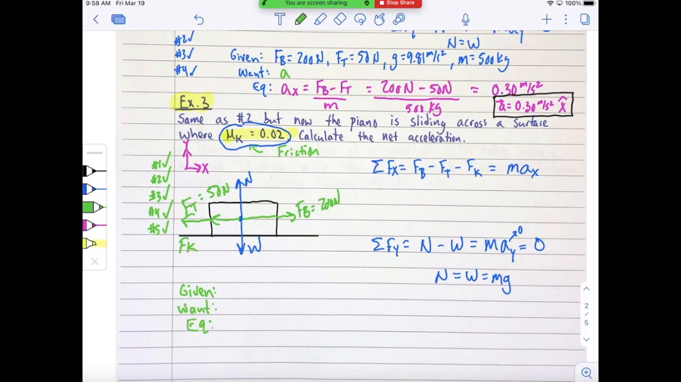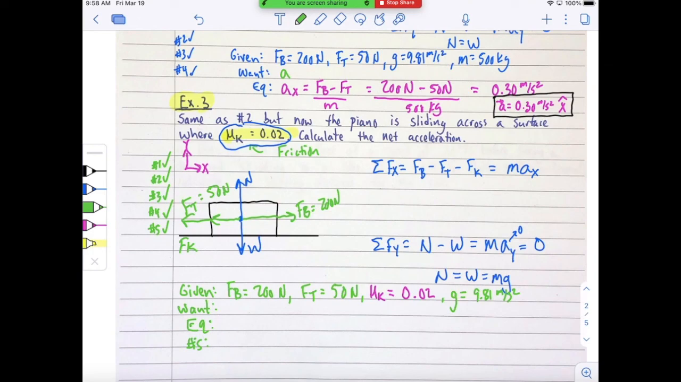Equation and the numbers. So again, the givens are going to be the same with one little variation. We got 200 newtons for Bill. We have the force for Ted is 50 newtons. I'm just going to highlight this in pink. They also gave us a mu sub k, or coefficient of kinetic friction, of not very much, 0.02. It's really close to 0, so just a little friction. And then, as always, we got our buddy gravity, which is 9.81 meters per second squared.